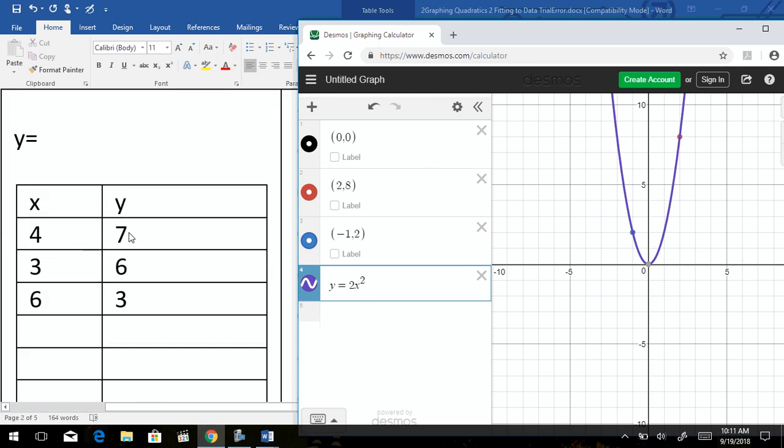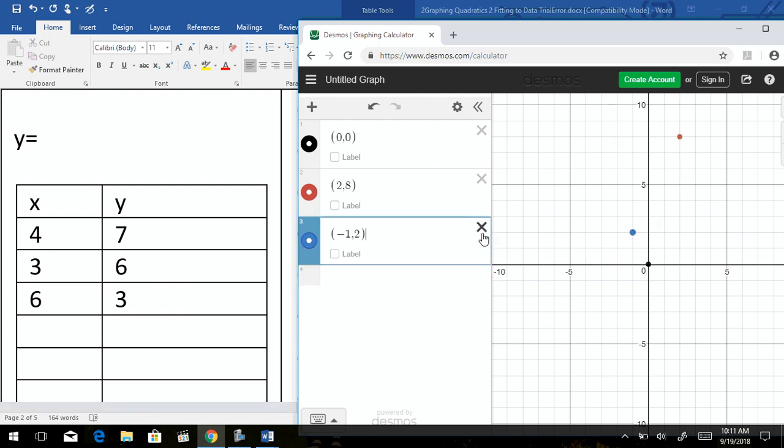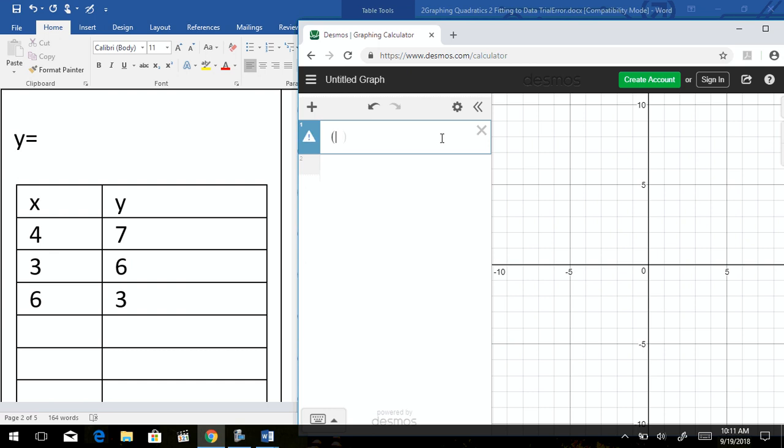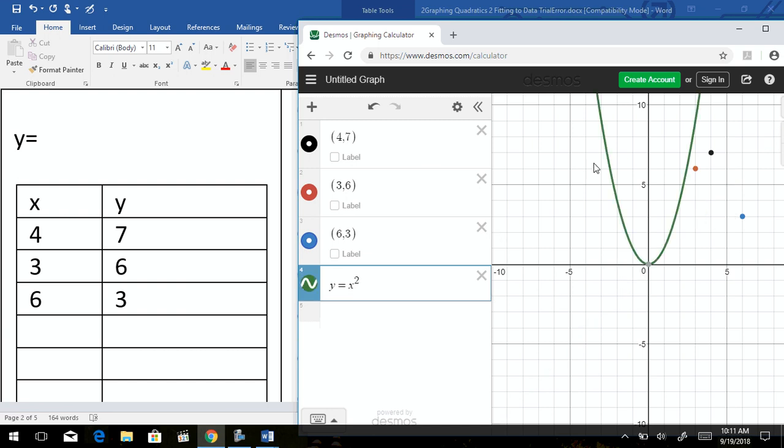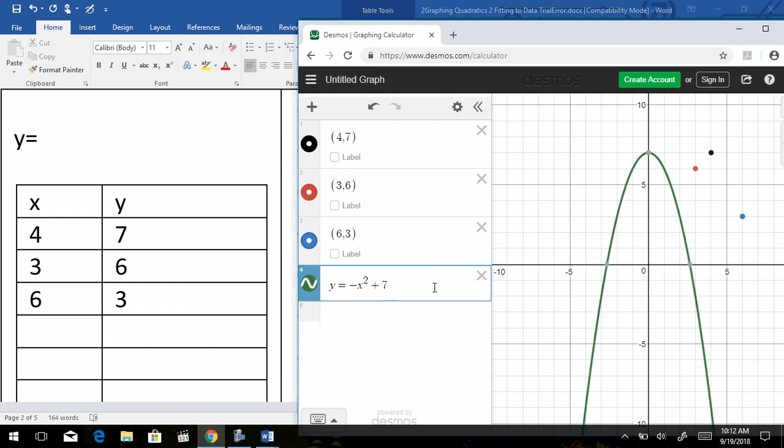So next example on your sheet, I've got 4, 7, 3, 6, and 6, 3. So let's just get rid of these. And this is 4, 7, 3, oh, I need brackets, 3, 6, and 6, 3. So now I have a parabola, and it looks like this parabola's got to be upside down. If I start out with y equals x squared, it looks like I'm nowhere near getting through these dots. And it's not even really the right shape, except, what if I turn my parabola upside down? If I make that a negative, I've got this shape here, which is going to go through those dots. I've got to shift it up. That's a 5, that's all the way up to 7, so I'm going to just throw in a plus 7. So that's moved me up here.